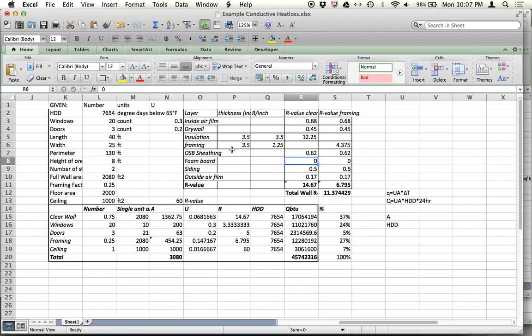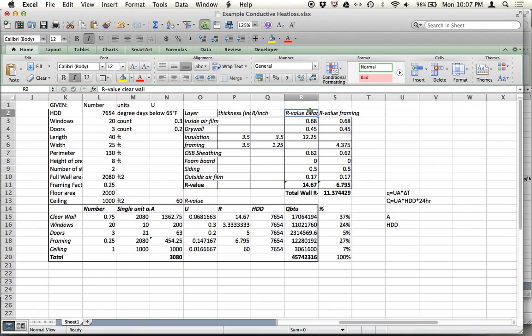For the insulation, in this case, I've decided that this house is an older house, and it's framed with 2x4 studs, so the thickness of that cavity is 3.5 inches. And you can see here it's the thickness. So, the R value per inch of most fibrous insulations is somewhere around 3.5, so we'll use that. And the R value per inch of wood is somewhere around 1.25.